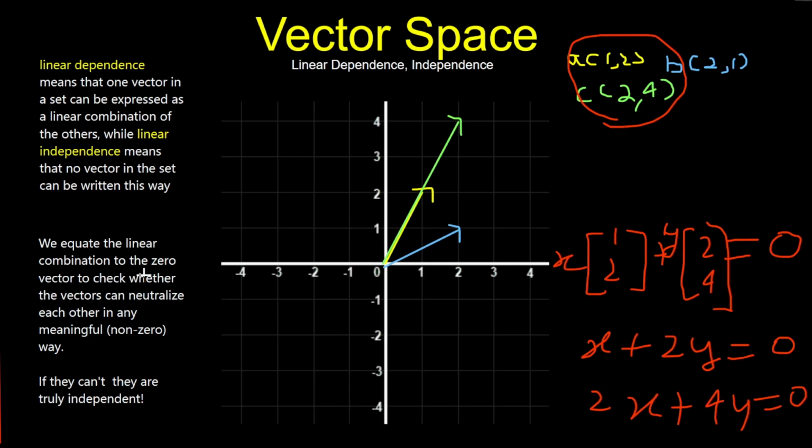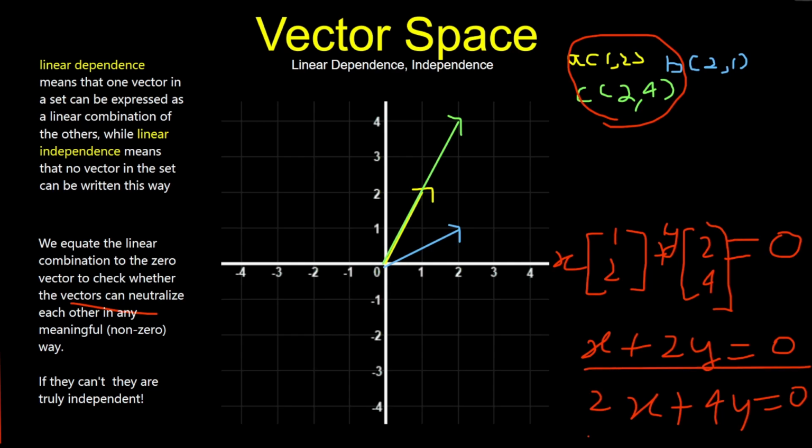Because we equate the linear combination to 0 to check if the vectors can neutralize each other in a meaningful way. A non-zero solution means they are dependent. So in this case, these two vectors can be neutralized to 0 because they are on the same line, they can be scaled down. But in this case, these two vectors cannot be. So that's why we are solving this equation and equating it to the 0 vector.